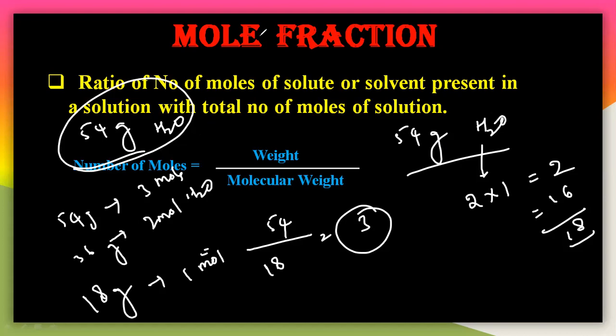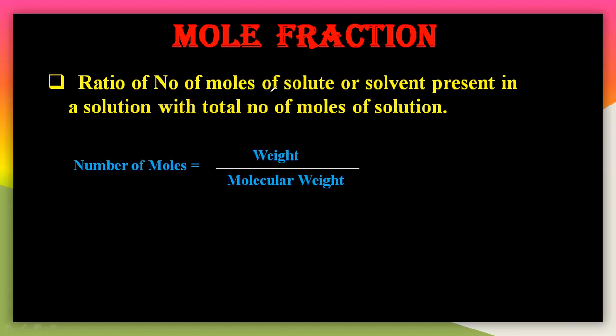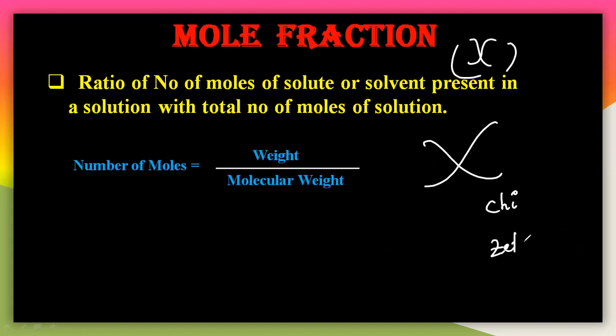Now let us see the mole fraction. The mole fraction is nothing but the ratio of the number of moles of solute or solvent present in a solution to the total number of moles of solution. The mole fraction is indicated with a symbol like this. Remember this symbol. In some books it is given as chi, in some books as zeta, and in some books they have simply called it x.